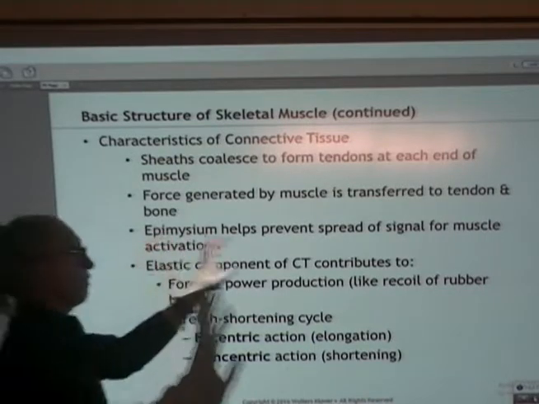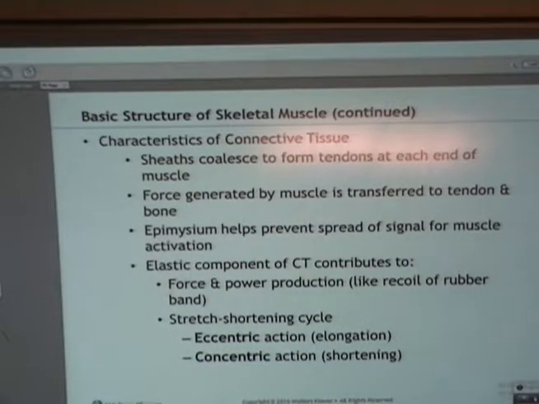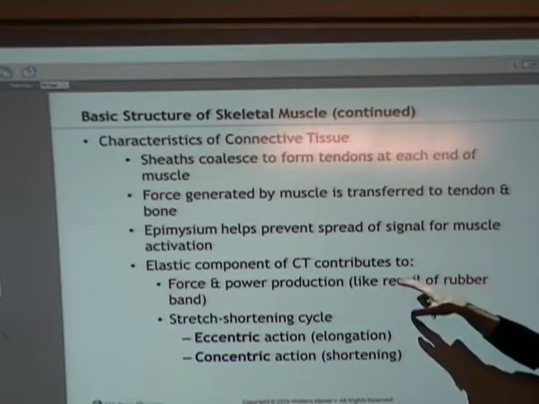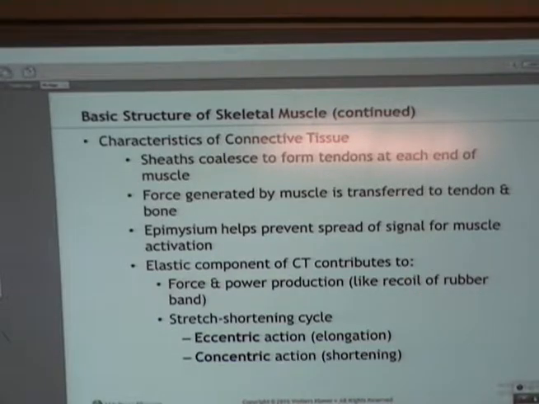Right? So preventing the spread allows for better control of contraction, better control of the amount of force that's being applied at any one time. Okay. Then another thing the connective tissue does for us is it's slightly elastic. So it's a little bit like stretching an elastic band and then letting it go and letting it ping. Right? When I stretch the connective tissue, then I add power to a contraction.